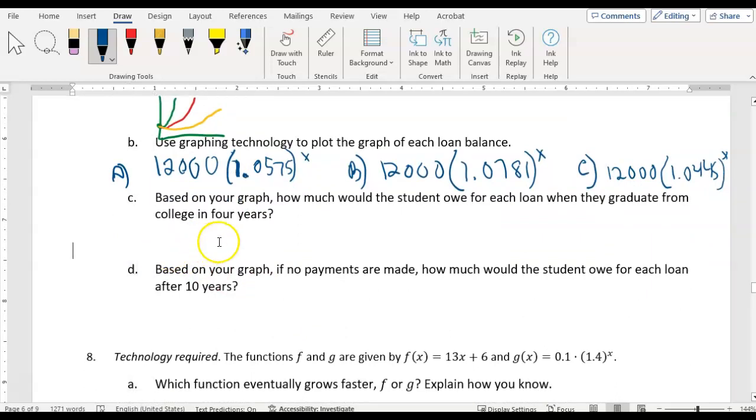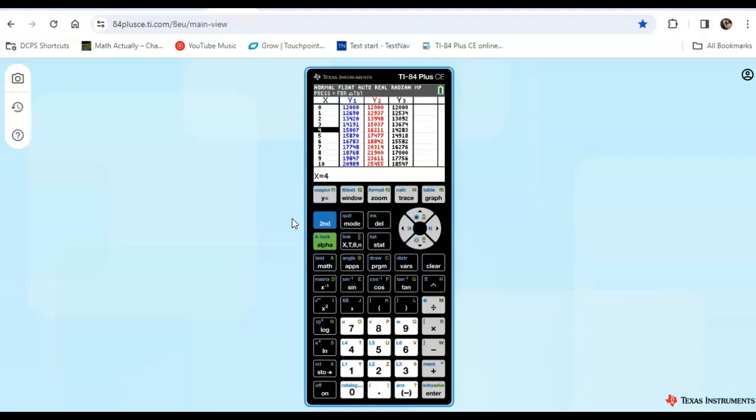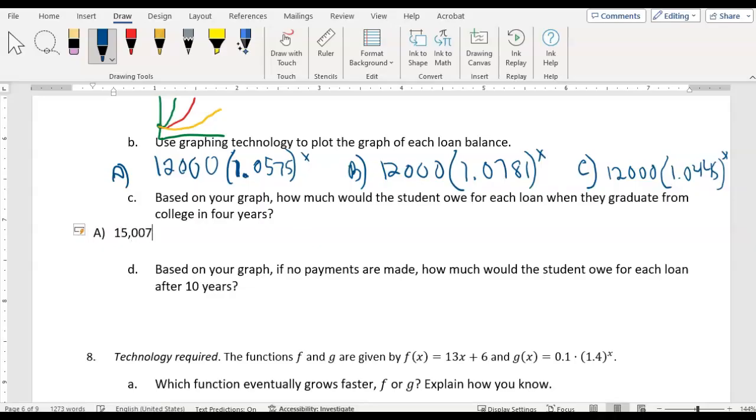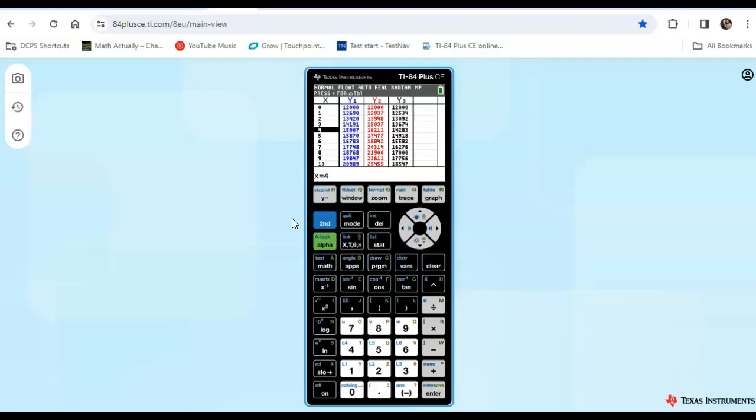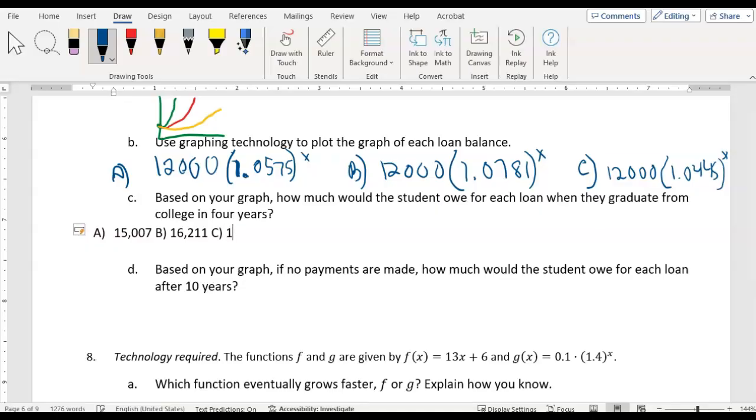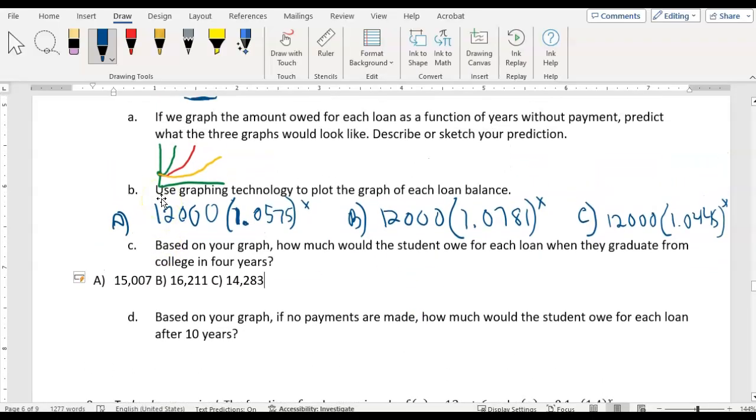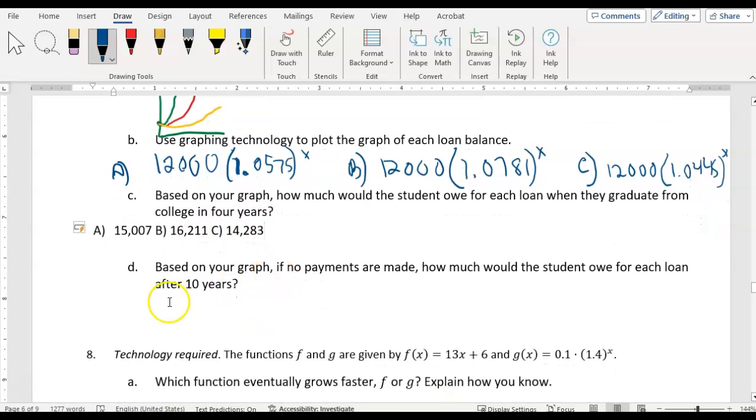So it says, based on your graph, how much would the student owe for each loan when they graduate from college in 4 years? So A would owe $15,007. Looks like B would be 16,211, and C would be 14,283. So the loan that we would most want would be C, because we're going to owe the least. And that's based on your graph.